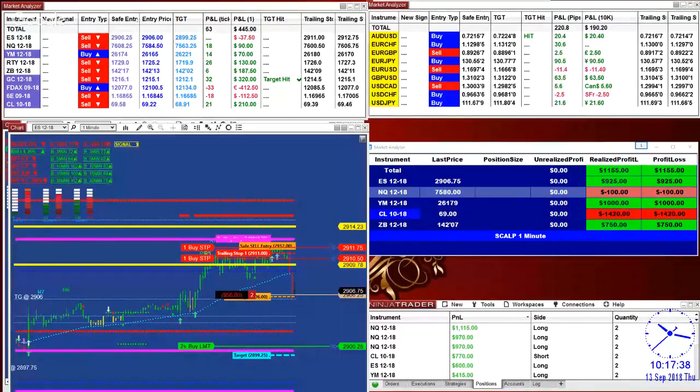Okay, we had the call on the Nasdaq, as I remember a few minutes ago, and now you are 16, 17 ticks into the trade.